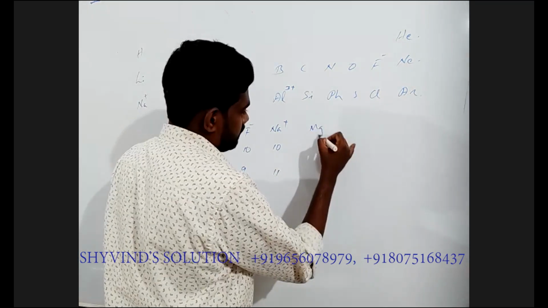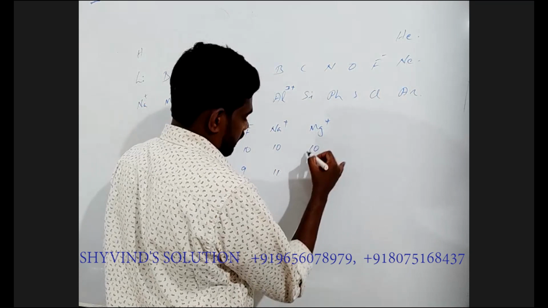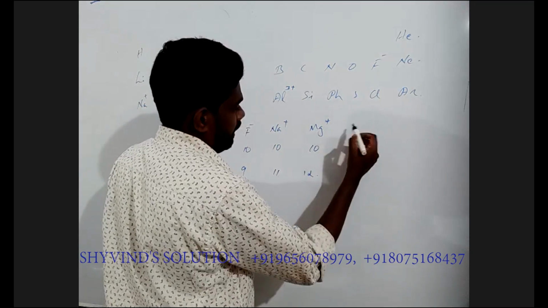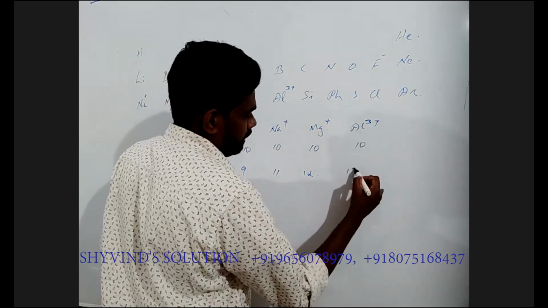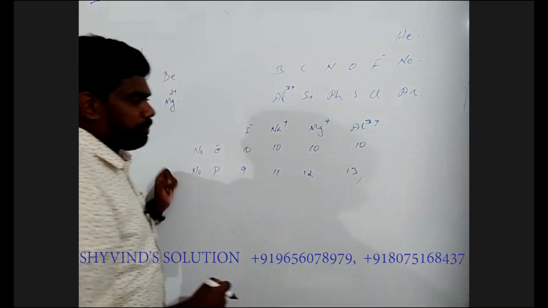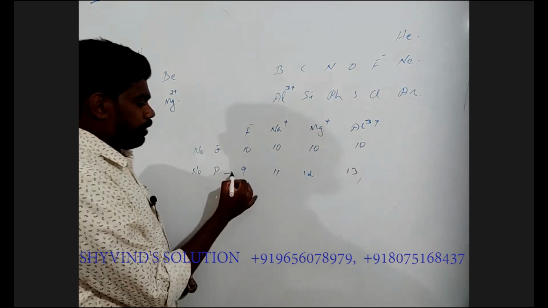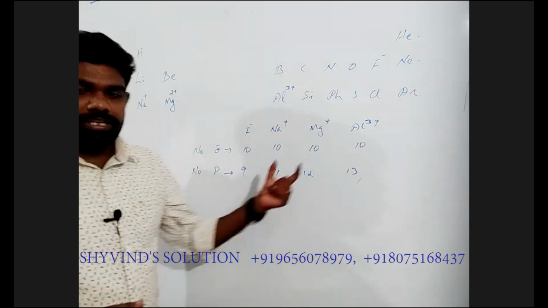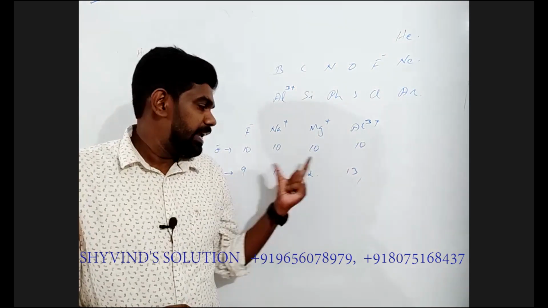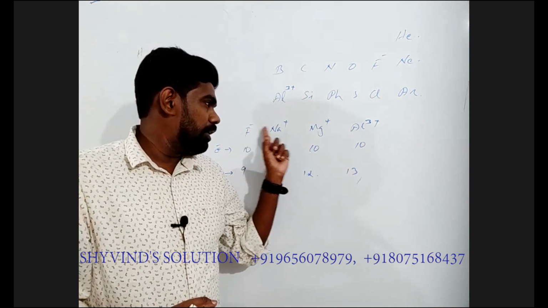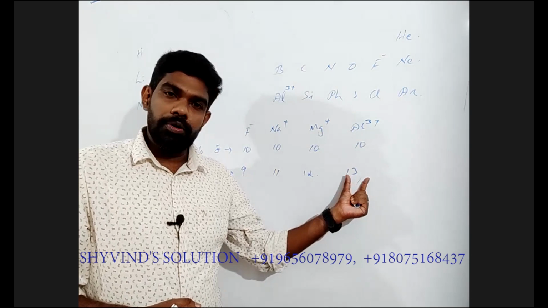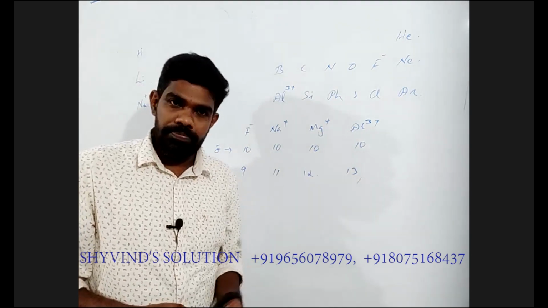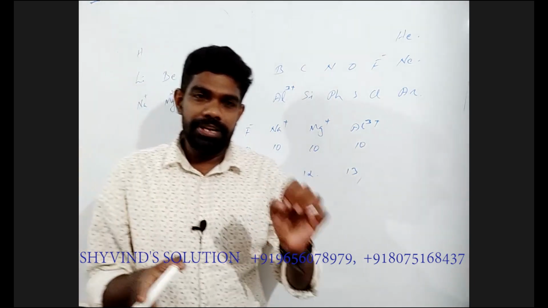Now Mg2+ has 10 electrons and 12 protons, and Al3+ has 10 electrons and 13 protons. So this is the number of protons and electrons in each one. You can see it here. It is very clear that from fluorine to aluminum, as we move, the number of protons increases, while the number of electrons is the same.